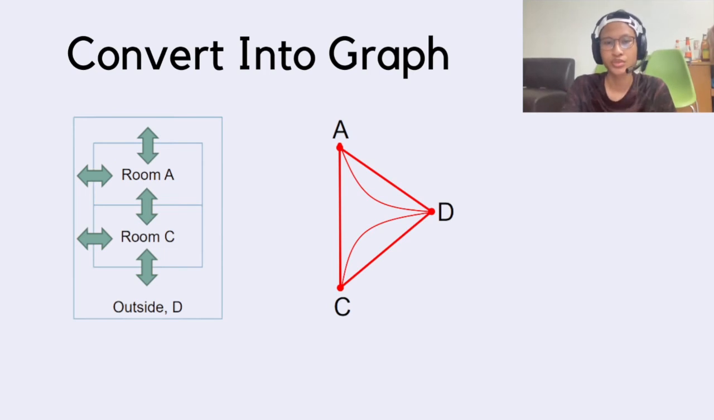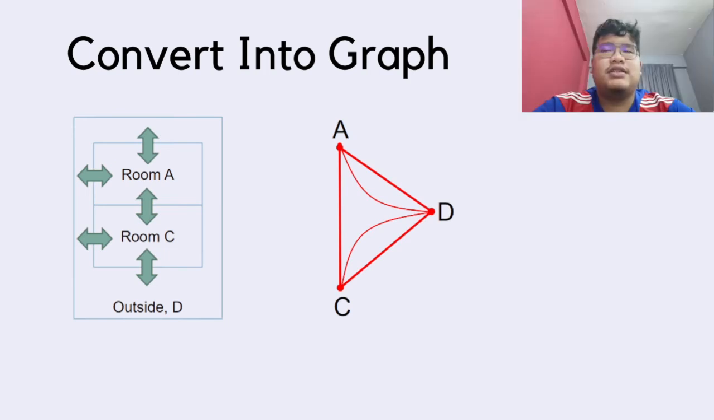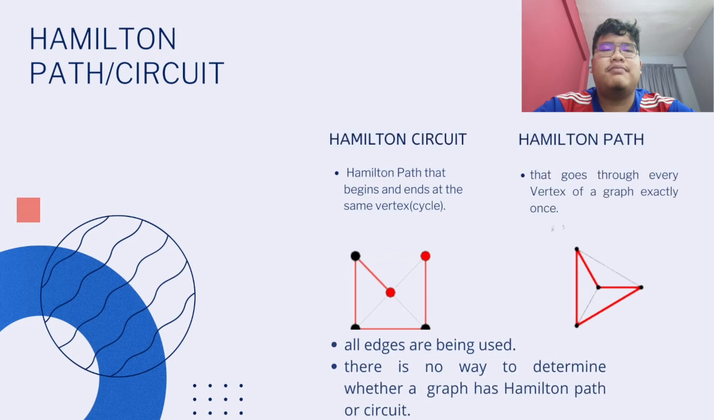Thank you. I will present about Hamilton path and circuit. So what is the meaning of a Hamilton path and a Hamilton circuit? A Hamilton path is a path that goes through every vertex exactly once, while a Hamilton circuit is a Hamilton path that begins and ends at the same vertex. As you can see, this is the example of the Hamilton path and the Hamilton circuit. There is no way to determine whether a graph has a Hamilton path or circuit.